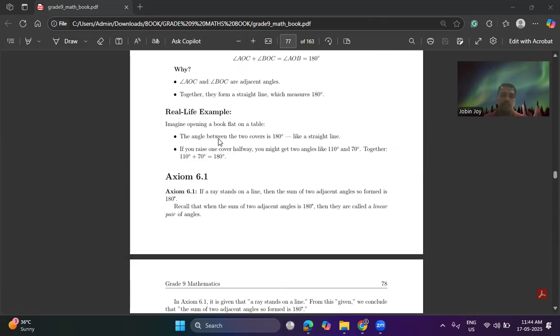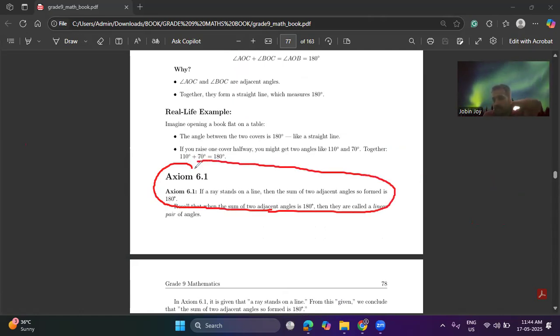Okay, next is axiom 6.1. What is an axiom? Axioms and postulates are some statements. There is no proof, but those are some standard statements. A theorem has a proof associated with it, but axioms and postulates are general statements that are true and applicable anywhere, but there are no official proofs for axioms and postulates.